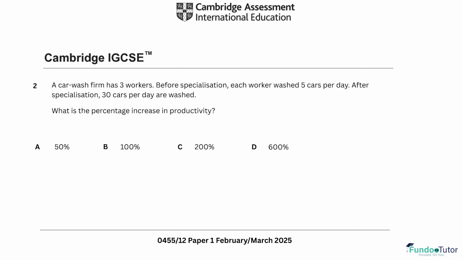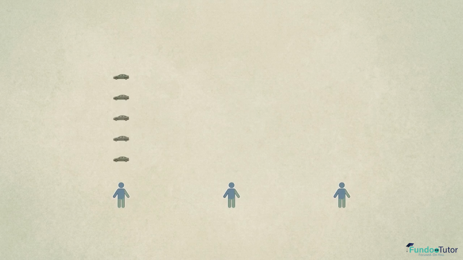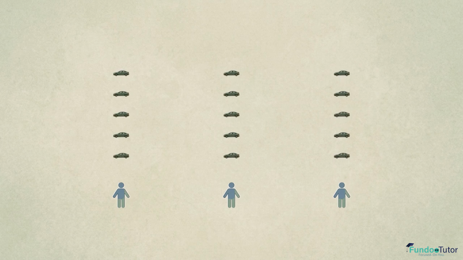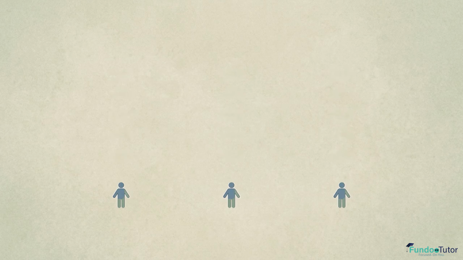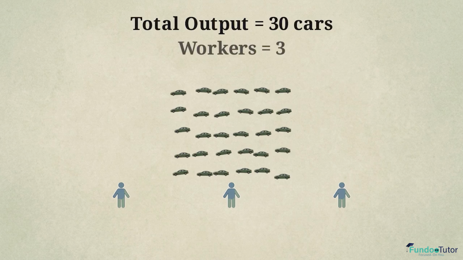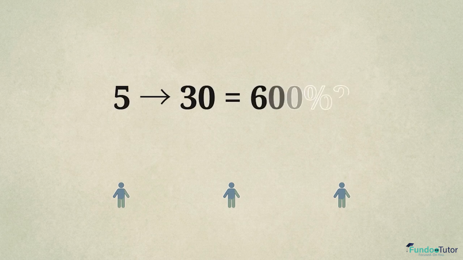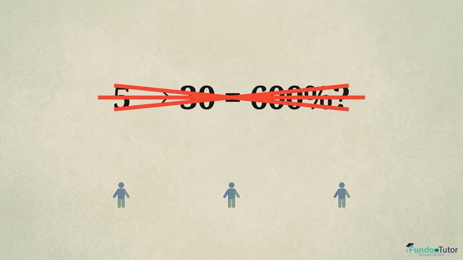Let's look at how specialization changes productivity in a car wash. Before specialization, each of these 3 workers washed 5 cars a day. After specialization, the 3 workers wash a total of 30 cars a day. If you are asked to calculate the percentage increase in productivity, do not look at the total output. Many candidates see output rise from 5 to 30 and guess a 600% increase.